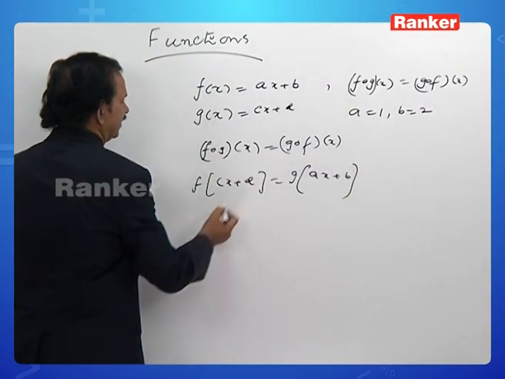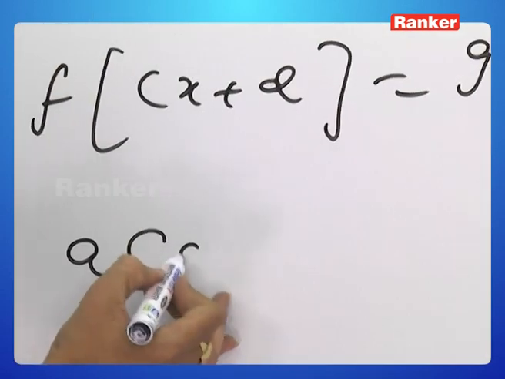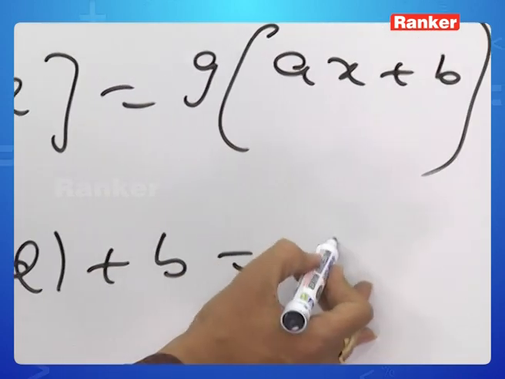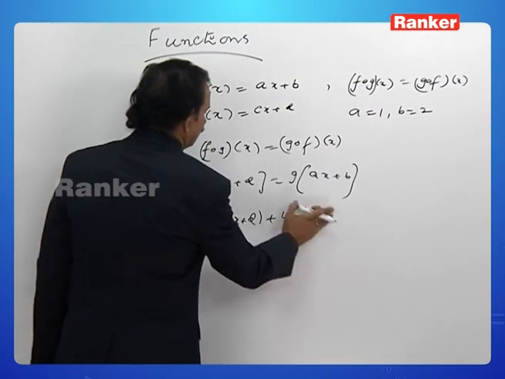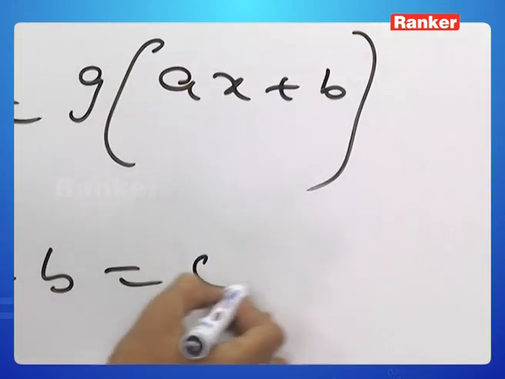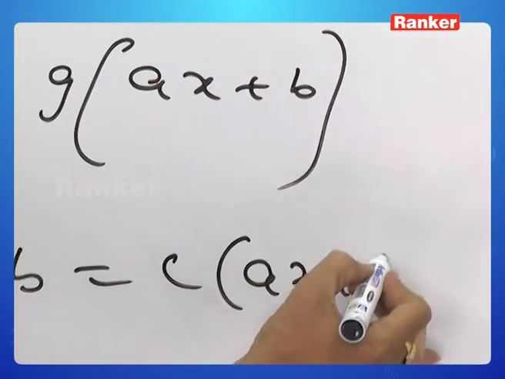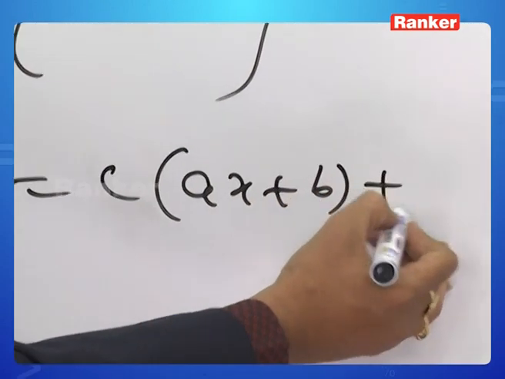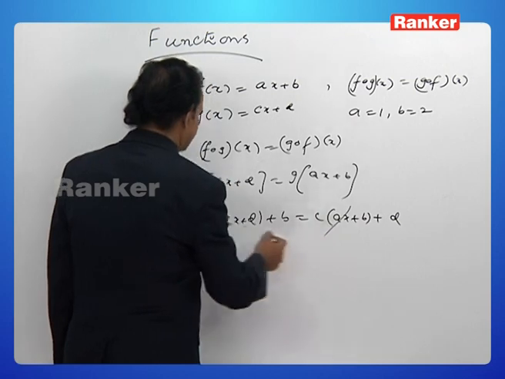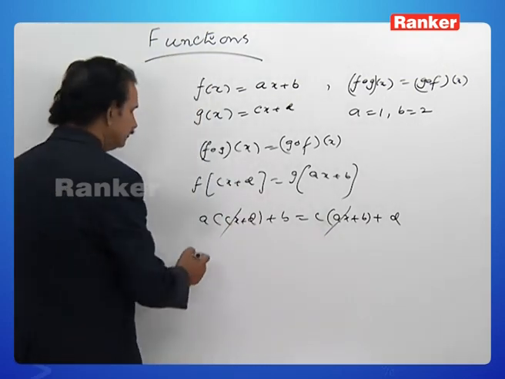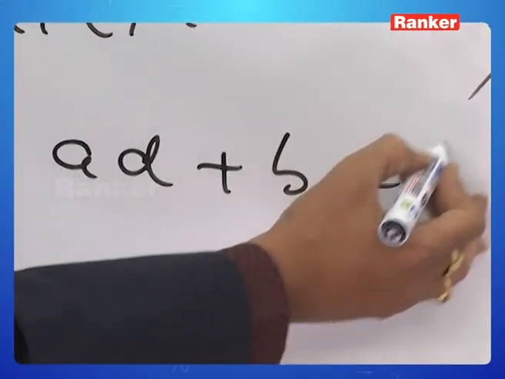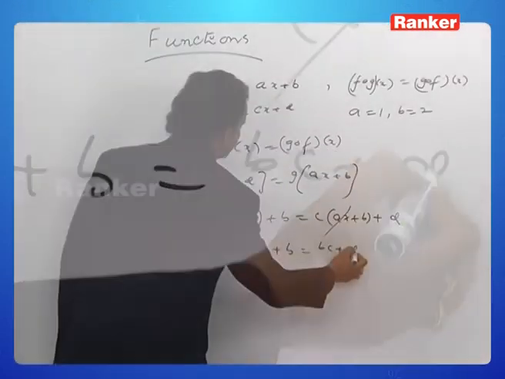What is f of cx plus d? a into cx plus d plus b. What is g of ax plus b? c into ax plus b plus d. a into cx, we can cancel them. You are having ad plus b is equal to bc plus d.